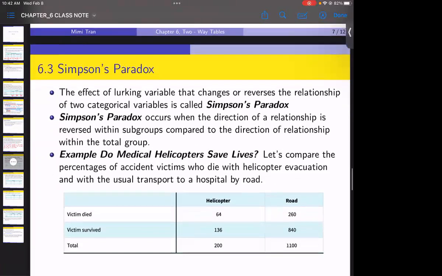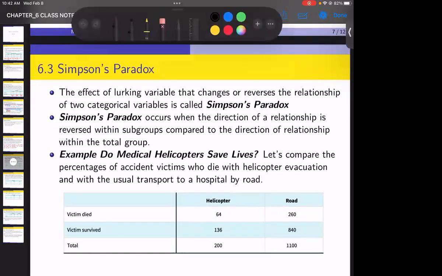So what I just said, that's bullet point number 2. Simpson's paradox occurs when the direction of the relationship is reversed within subgroups, compared to the direction of the relationship within the total group. When I say subgroup, I mean conditional distribution, detail oriented. So they have two different results, and that's because of the confounding or lurking variable.